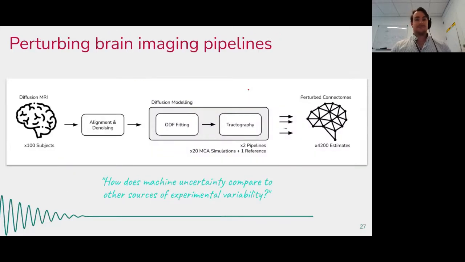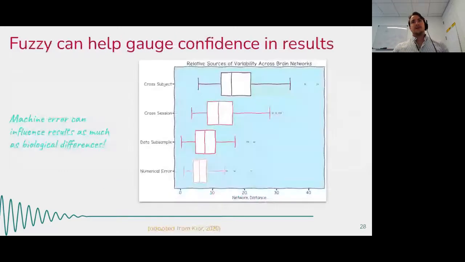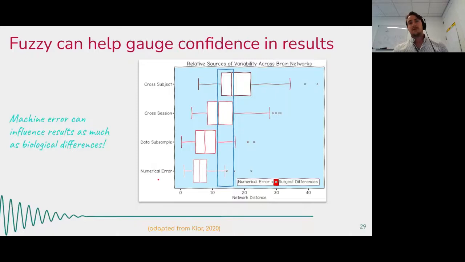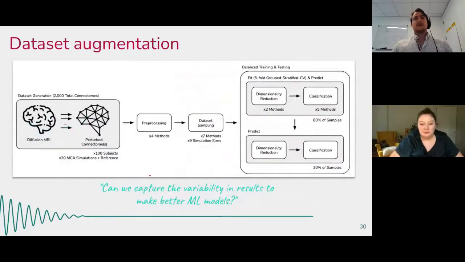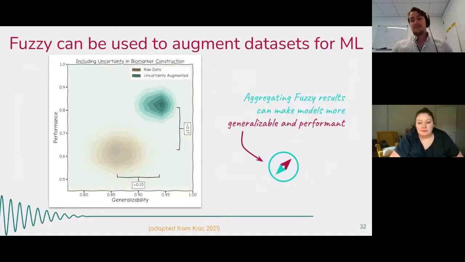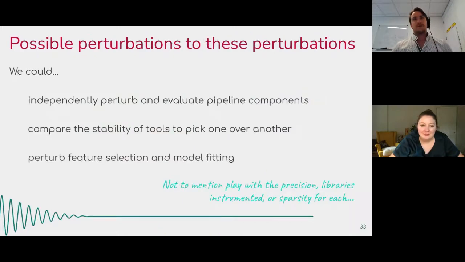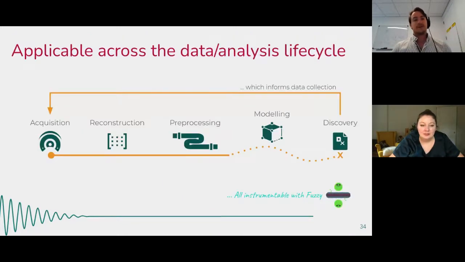Now, because I have probably negative time, I'll go quickly through the next examples, but basically you can evaluate the trustworthiness in results. So you can basically perturb results with this numerical uncertainty and compare that to other forms of variation. In this case, I was comparing the difference between individuals to the difference I got within an individual and just the numerical error that's associated with the results. And similarly, you can actually augment data sets by using these fuzzy results and aggregating across them. So you can really apply this anywhere inside your analytic pipelines.